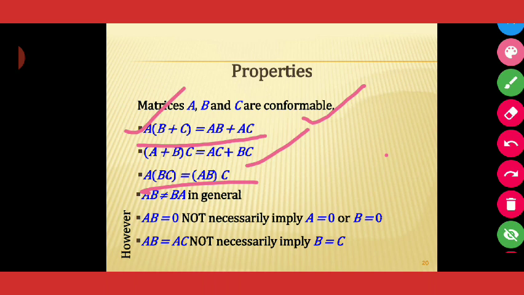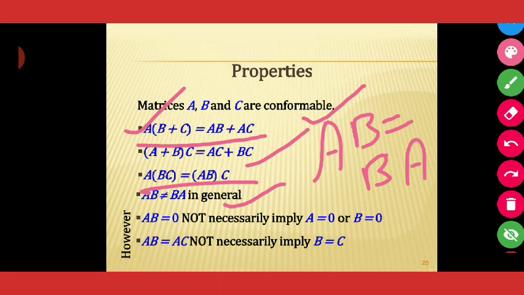In the first video we already discussed that AB is not equal to BA in general. AB equals BA is possible only when matrices A and B follow the commutative law, and AB and BA both are possible.